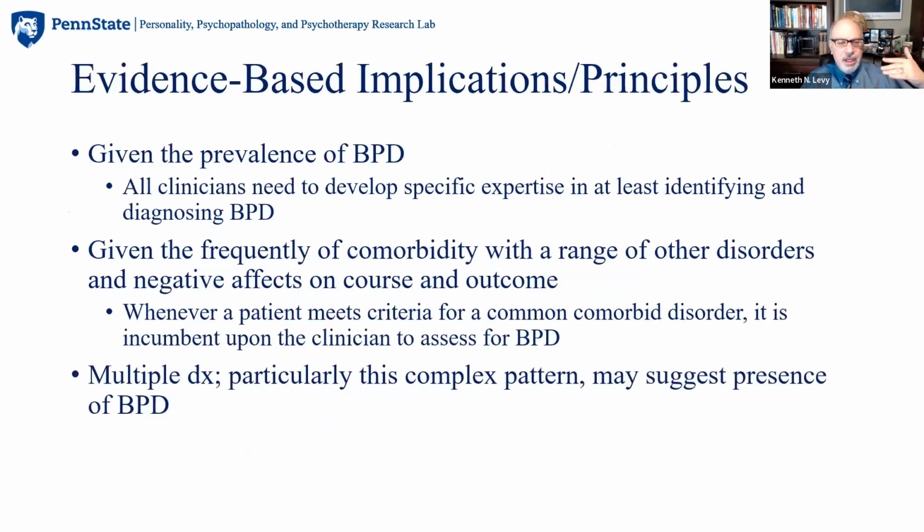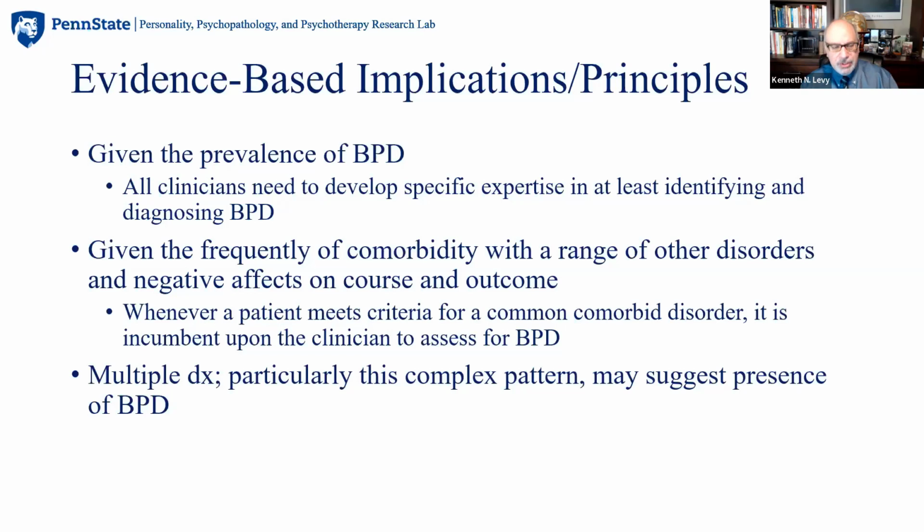So I think there are several evidence-based implications or principles one can derive out of this. Given the prevalence of BPD, all clinicians need to develop specific expertise in at least identifying and diagnosing BPD. So if they can't necessarily treat the patient, they at least need to be able to recognize it and then triage the patient to an appropriate treater. And given the range and frequency of comorbidity, and the negative course on those things, whenever there is a comorbidity, it's incumbent upon the clinician to assess for BPD. Or stated differently, whenever one assesses a patient as having one of these frequently comorbid disorders, one also needs to assess for BPD.